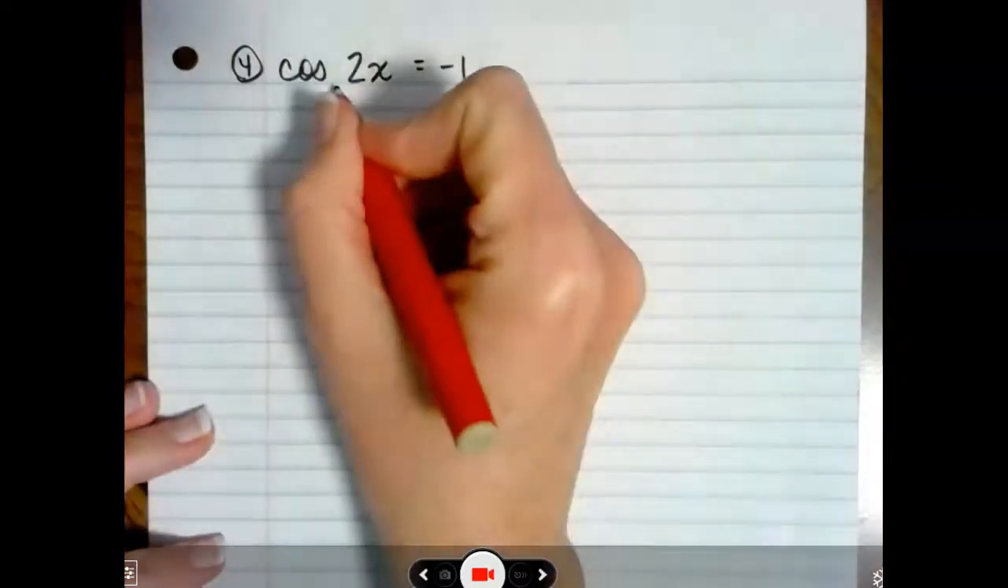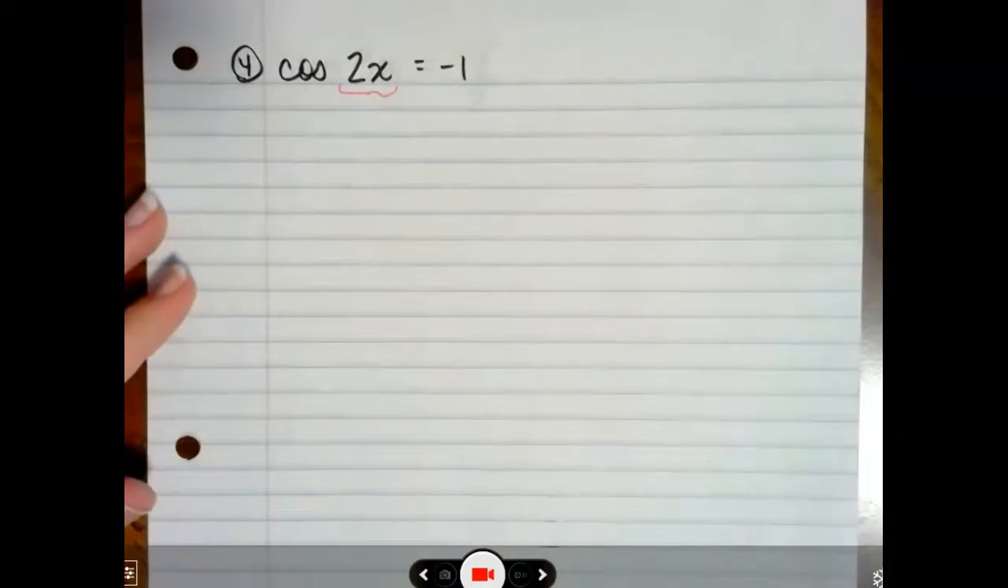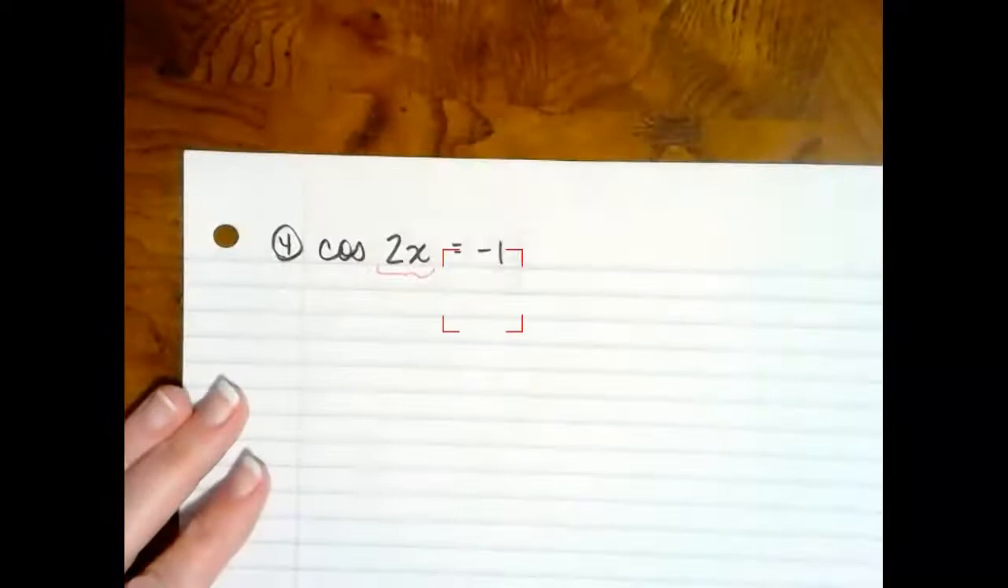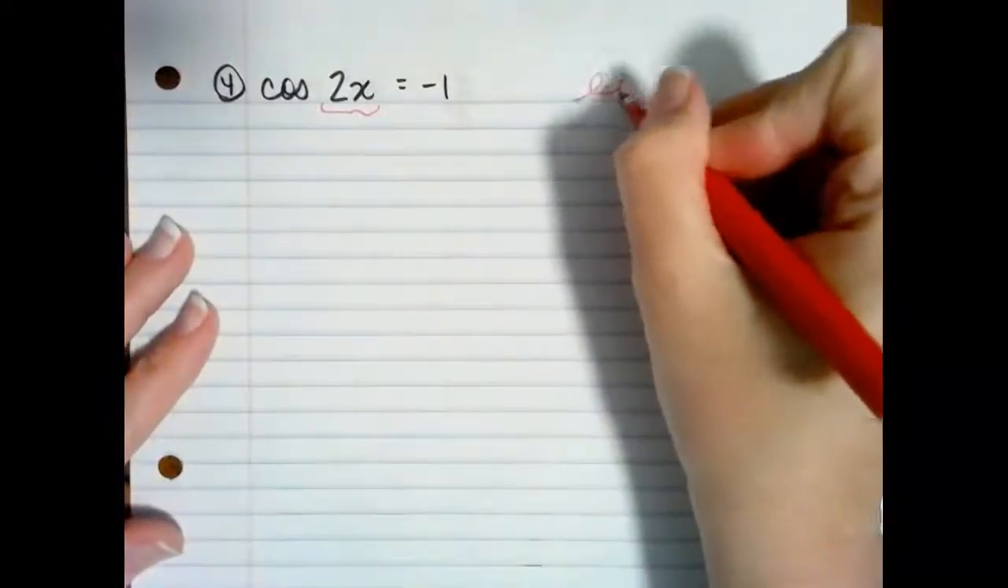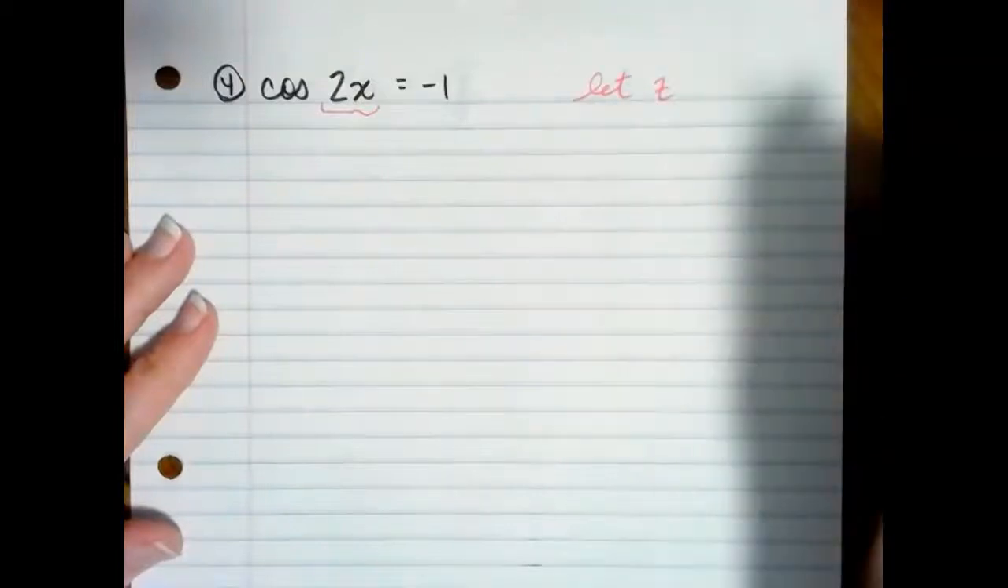So now we're going to move into solving trig equations when we have something other than just one x. And in this case, we have 2x. And I'm going to solve this by using substitution. So here we go. The first thing I'm going to do is introduce a new variable. And I think I'll use z.